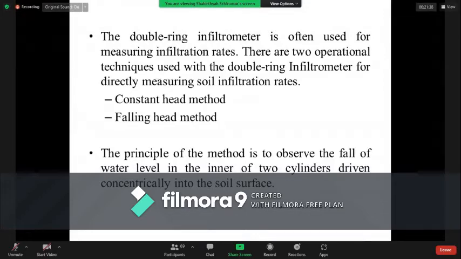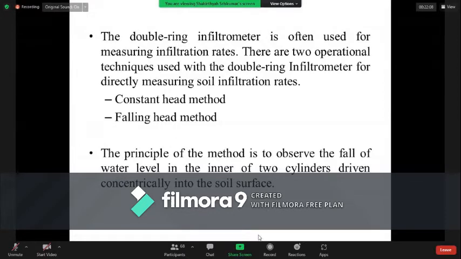First one is constant head method. The second one is falling head method. So any of these methods we can use to measure the infiltration rate by using double ring infiltrometer. The principle of the method is to observe the fall of water level in the inner of two cylinders driven concentrically into the soil surface.